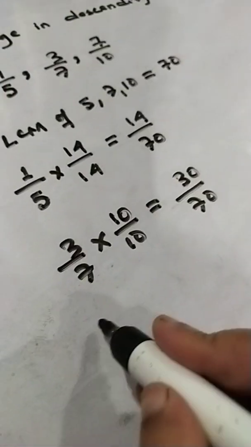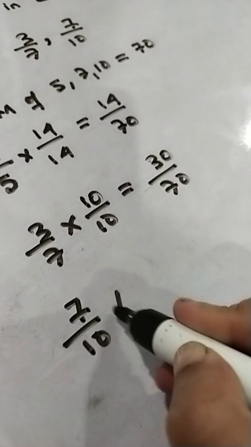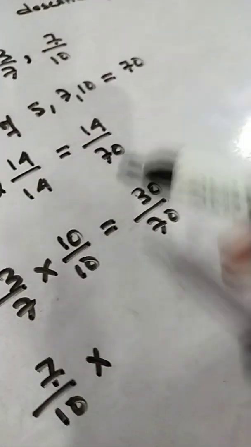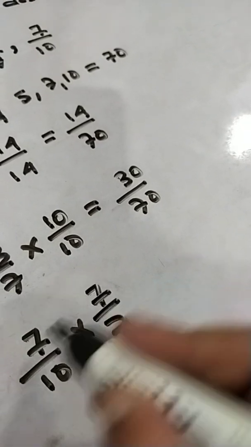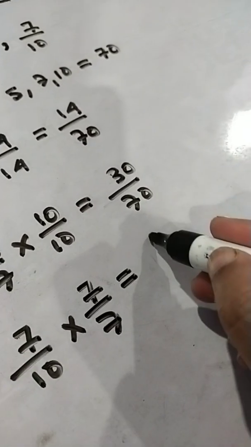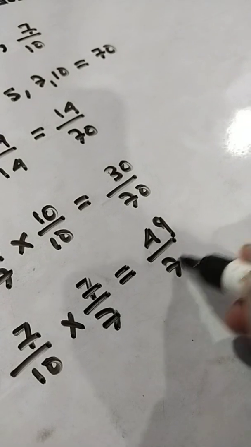And the last fraction is 7 by 10. So we'll do the same thing. We have to divide this 70 by this 10. We'll get the answer as 7. And then we'll multiply this 7 with the numerator as well as the denominator. So this will be 49 by 70.